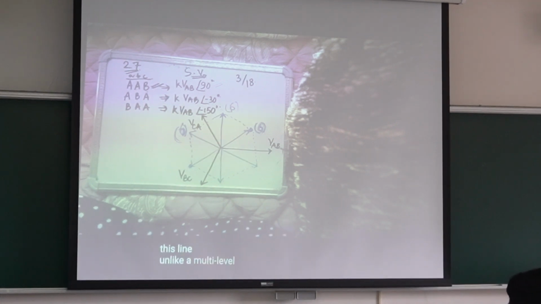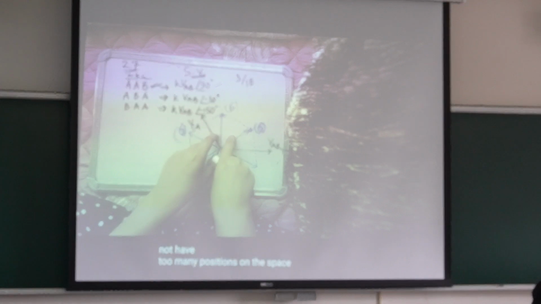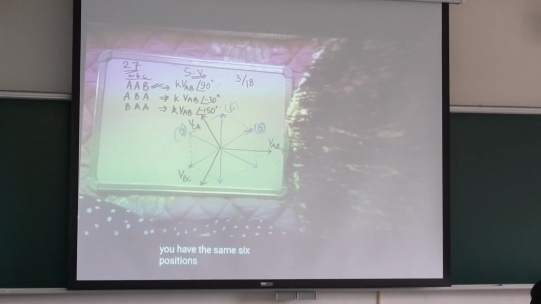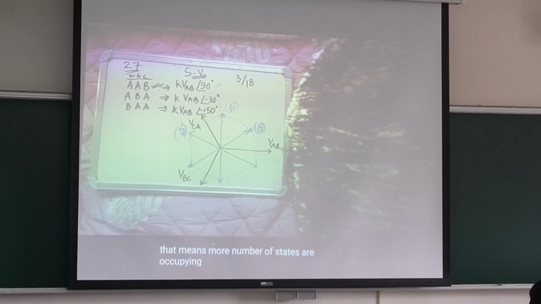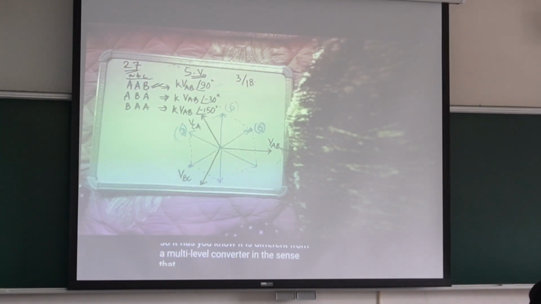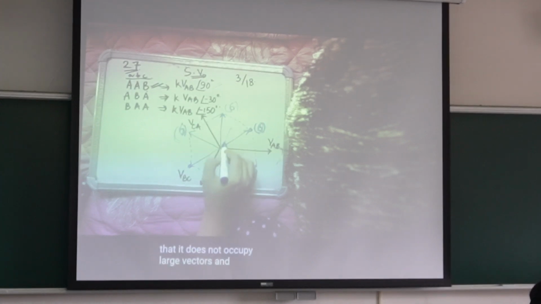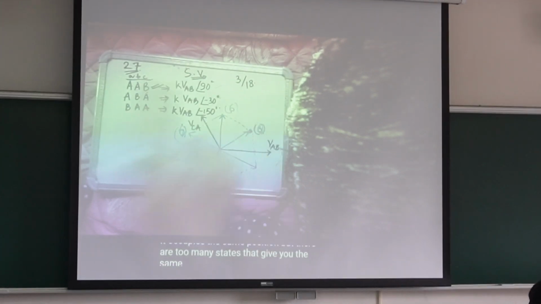Unlike a multi-level converter, you do not have too many positions on the space vector. You have the same 6 positions like that of a VSI, but there is redundancy. That means more states are occupying the same positions. So it is different from a multi-level converter in the sense that it does not have large vectors and medium vectors and small vectors. It occupies the same position, but there are too many states that give you the same output.